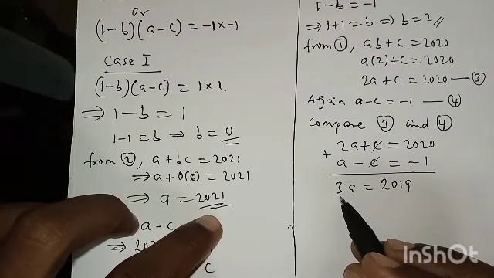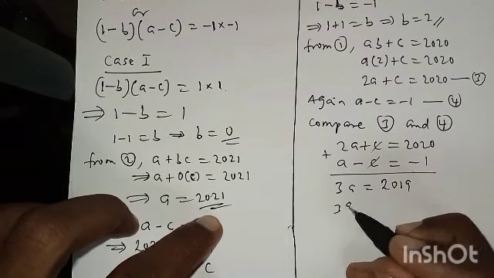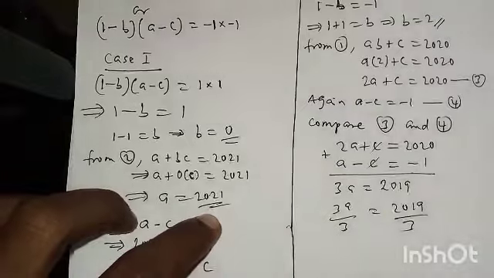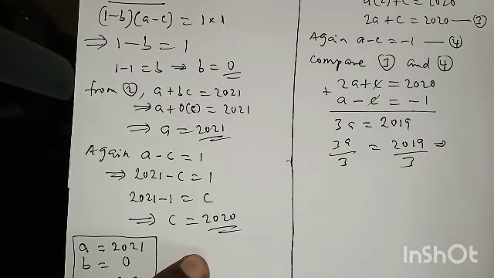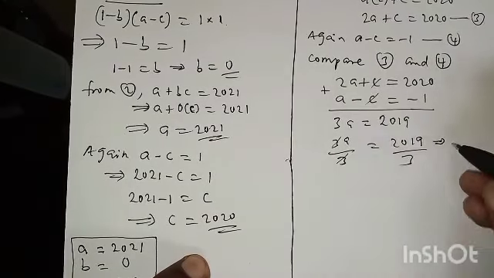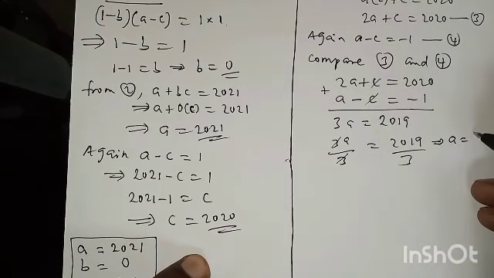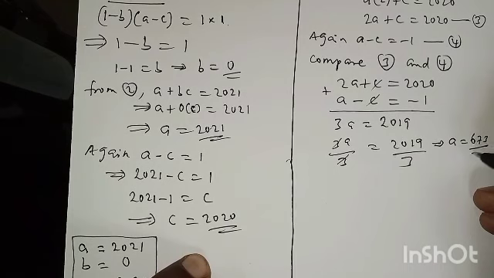We can divide both sides by 3. So we have 3a over 3 equals 2019 over 3. So from there, 3 cancels 3. We have a equals 2019 over 3, which is the same thing as 673. So our a is 673.